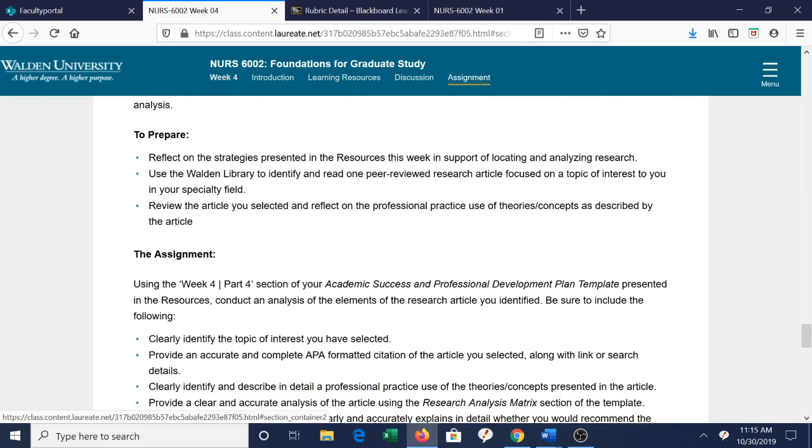So what are you going to do to get ready? Look at the strategies presented in the resources this week. Here are your learning resources to locate and analyze research. If you don't get a research study, you're not going to be able to do the matrix table. It won't work. The information won't be there.